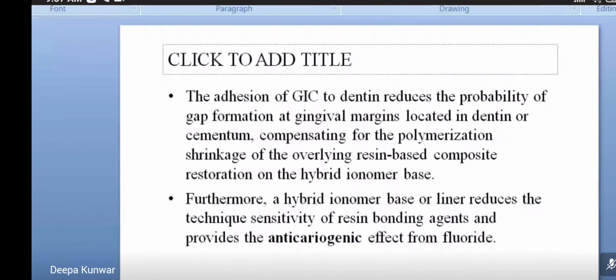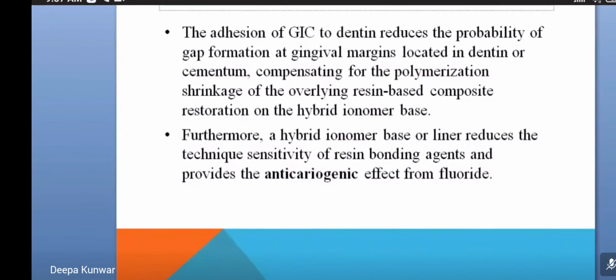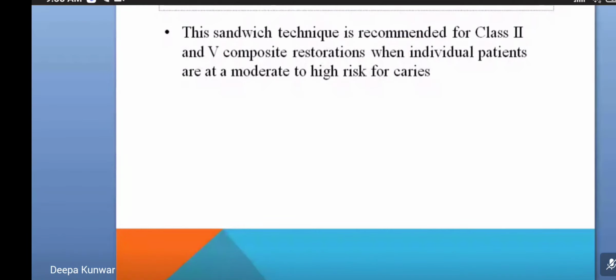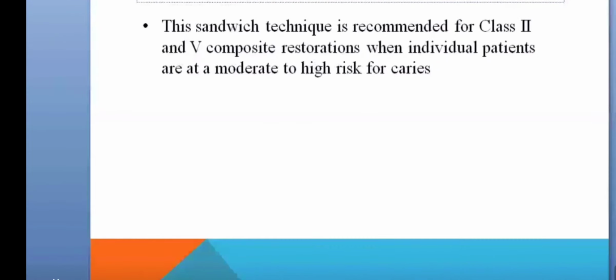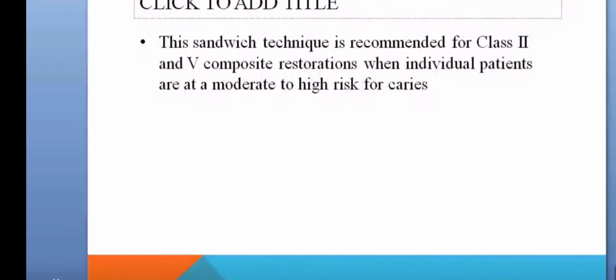The addition of GIC to the dentin reduces the probability of gap formation at the gingival margin located in the dentin or cementum, compensating for the polymerization shrinkage. Furthermore, a hybrid ionomer base or liner reduces the technique sensitivity of the resin bonding agent and provides anticariogenic properties. The sandwich technique is recommended for class 2 and 5 composite restorations when individual patients are at moderate to high risk for caries. Okay, this much for glass ionomer cement.